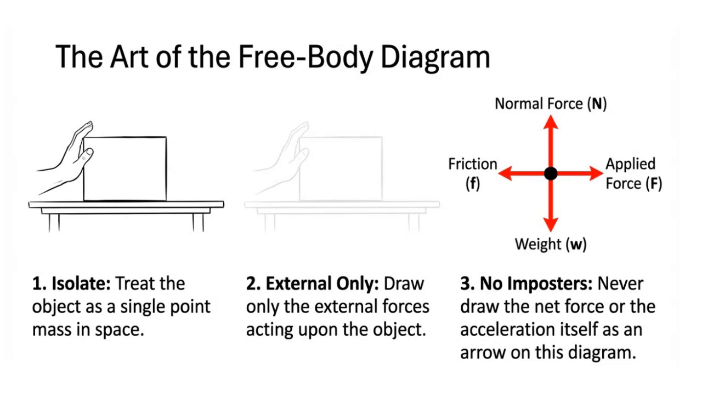Next, focus only on the external forces acting on the object, like normal force, friction, applied force, and weight, and draw these forces as arrows originating from that point. It's important to avoid drawing the net force or acceleration as arrows on this diagram because they are results of the forces, not forces themselves. This approach helps keep the diagram clear and focused on the actual forces influencing the object.